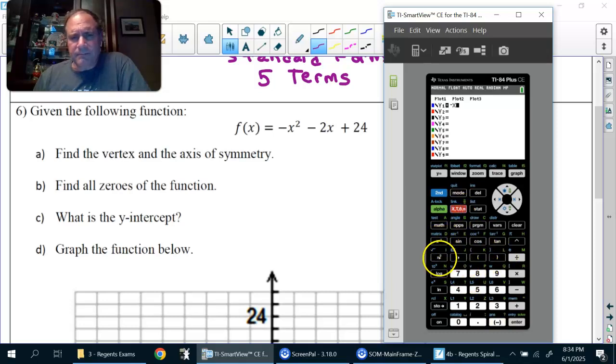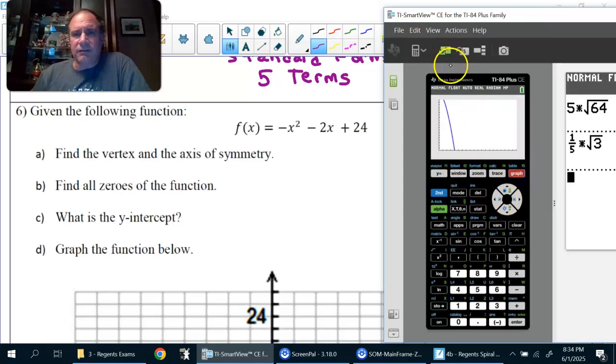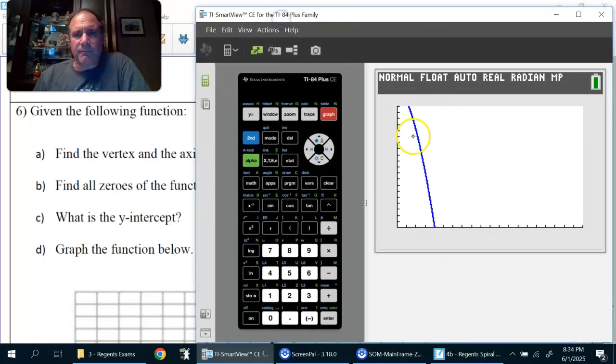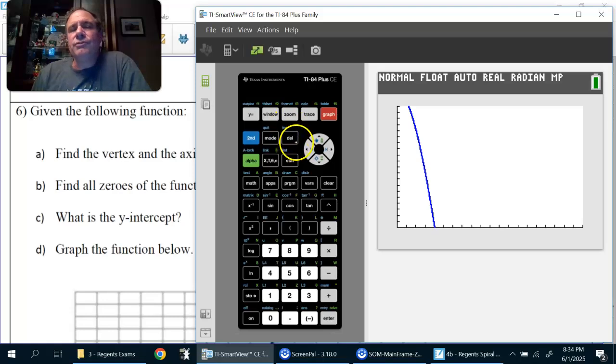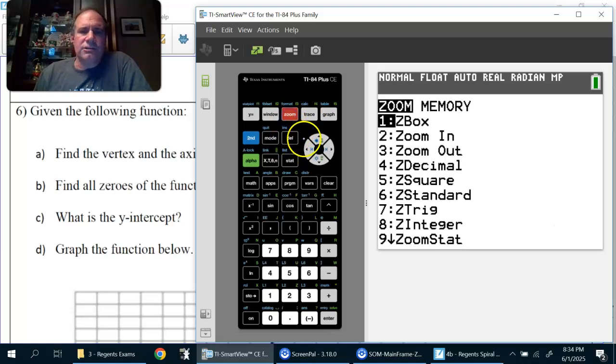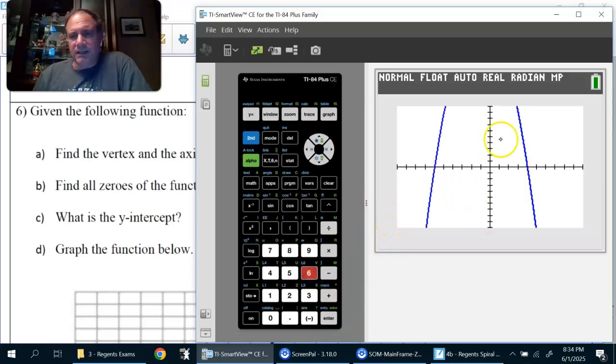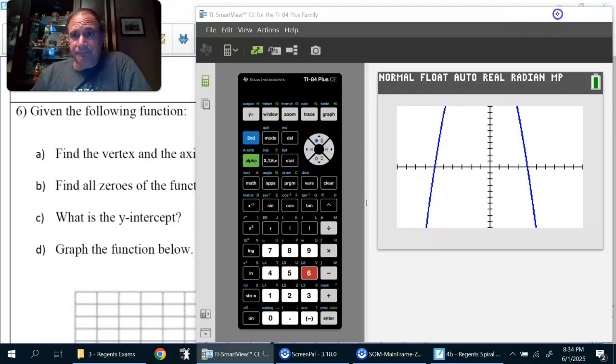Negative x squared minus the 2x plus the 24, and we're going to press graph. And I just take a look at what I have here from the last question that I messed with my window with. So if you do mess with your window and you want to change it back, you press zoom and 6 for standard. And you notice it is back to a 10 by 10 graph.